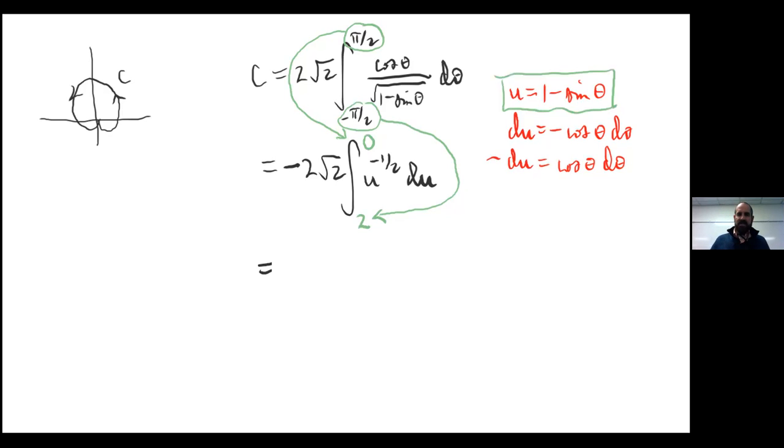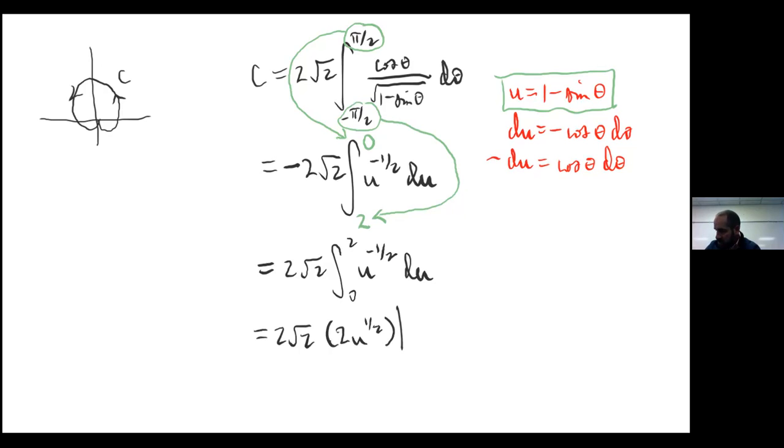So, first of all, those limits of integration look backwards, don't they? Yeah? Don't they look backwards? Look backwards to me. So I could incorporate that minus sign and just get 2 square root of 2 times the integral from 0 to 2 of u to the negative 1/2 du. Okay? What's the antiderivative of u to the negative 1/2? 2u to the 1/2. Yeah.